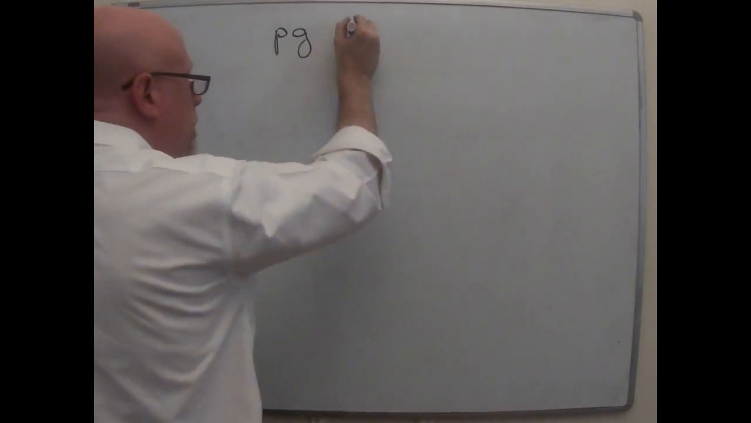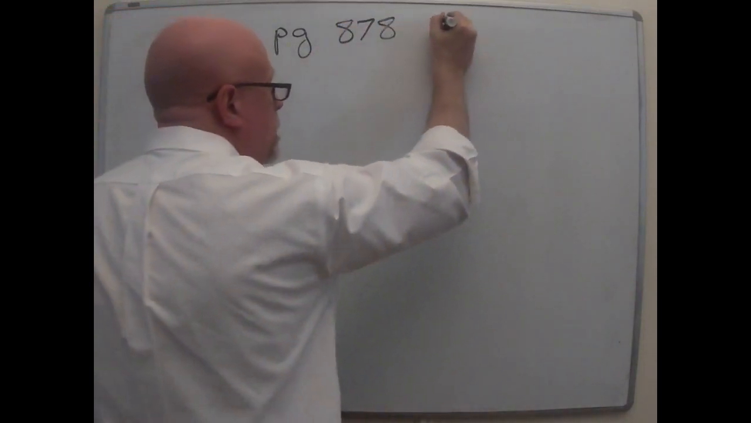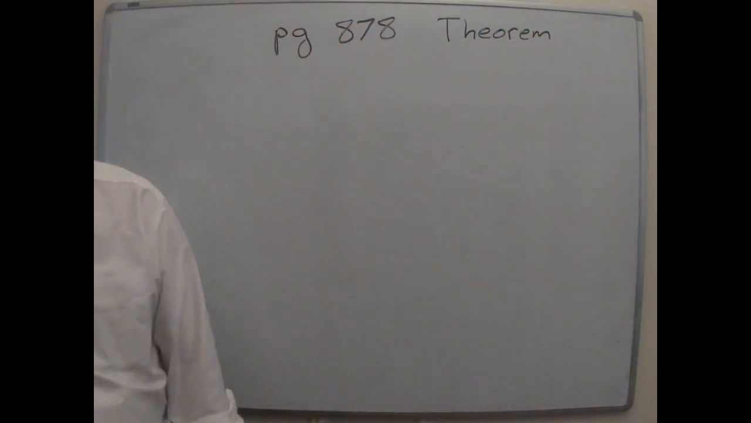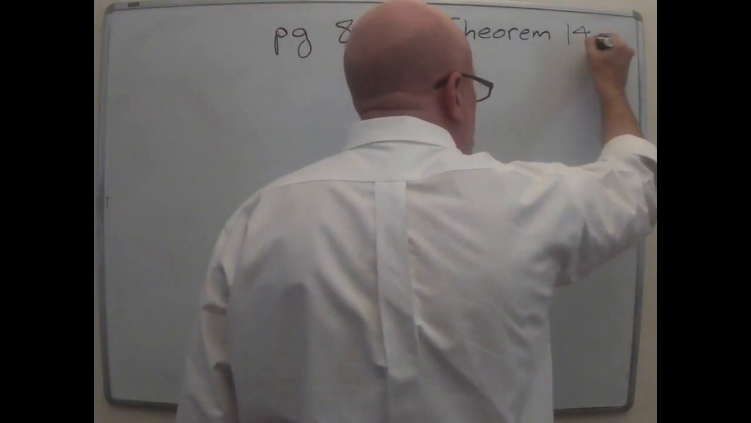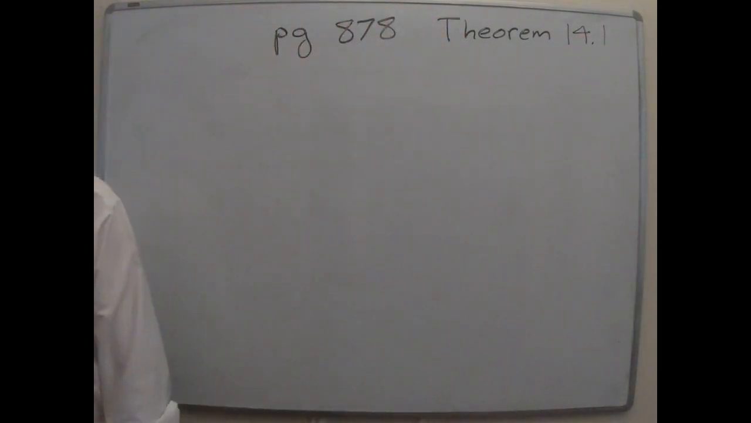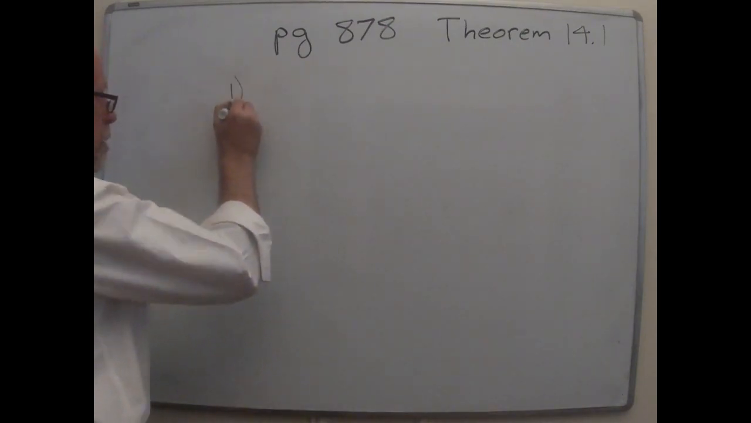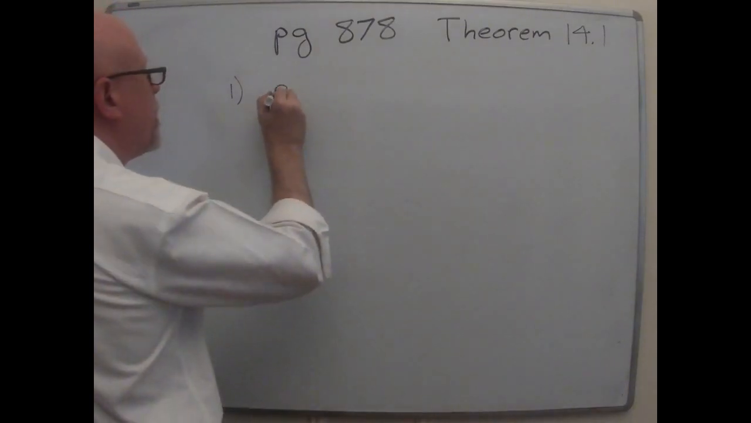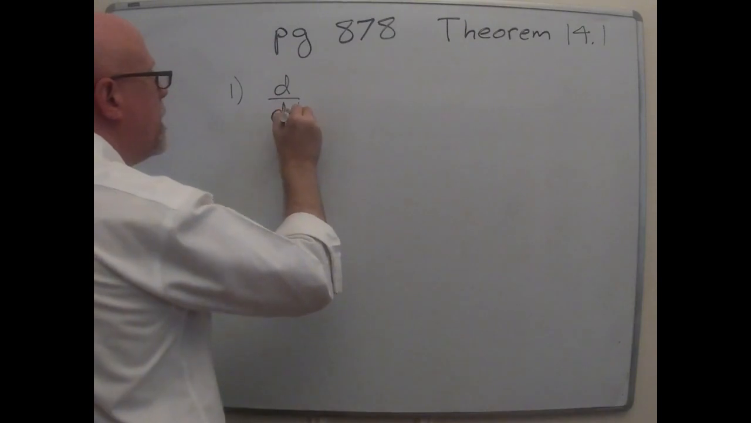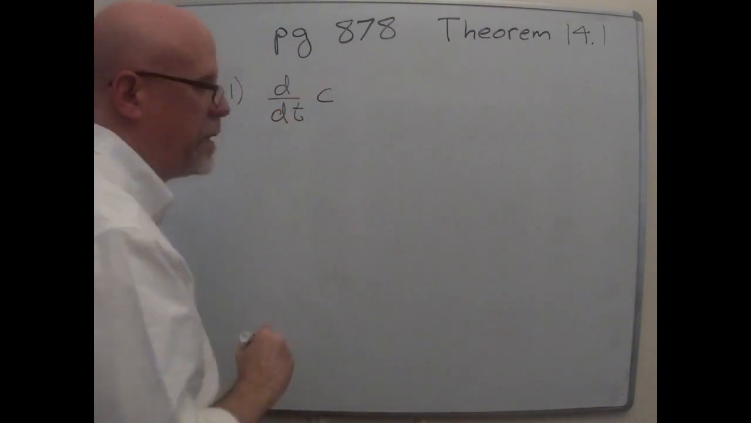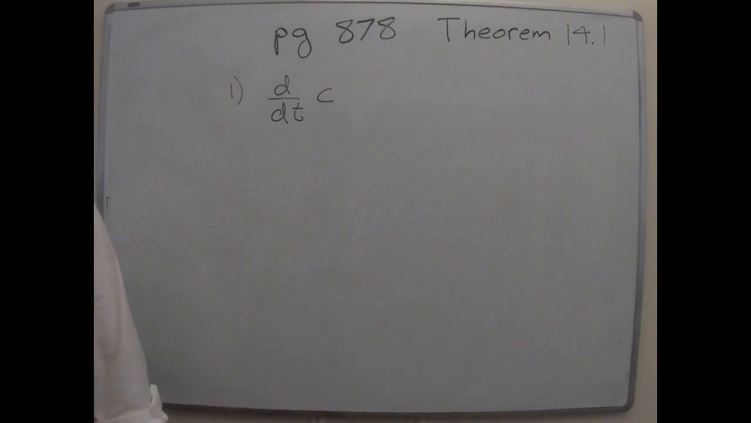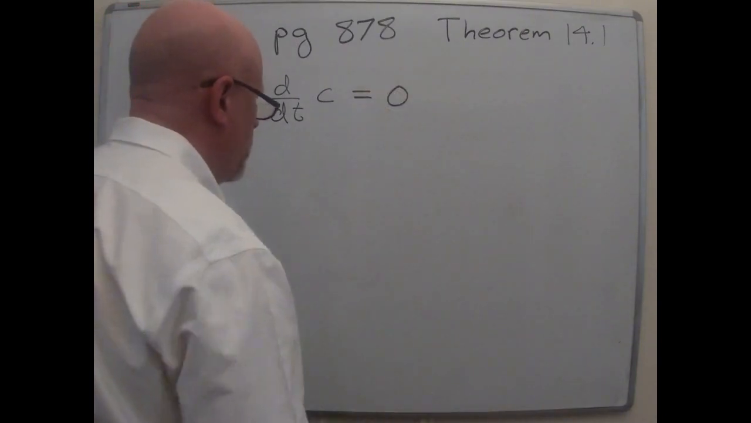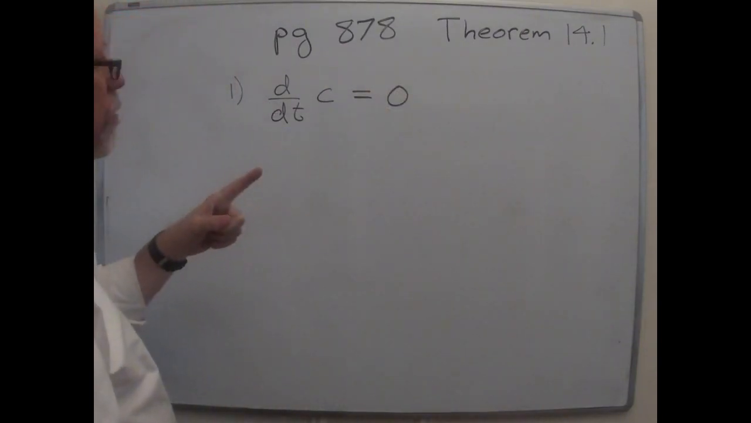Page 878. Theorem 14.1. Really? 14.1. Okay. This is the very first theorem we've run into in chapter 14. That's why it's labeled like that. The first thing in the box is the derivative of a constant vector. Now this is written like this, d by dt of c. And if I just wrote it the way it was in the book on the board, you would be like, no, I don't even understand. This is no different from anything before. The difference is in typography here.